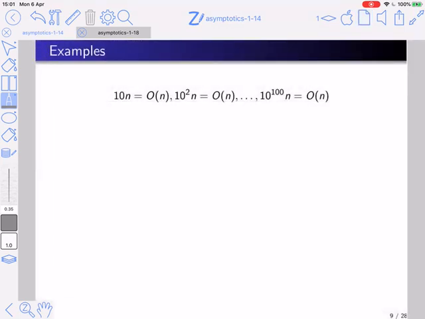Here I'm looking at the following case. 10 times n is big O of n. 10 squared times n is big O of n. 10 to the power of 100 times n is big O of n. And this is trivial, because all I do is I take the constant to be this constant, and I immediately get that the constant times n is less than or equal to the constant times n for any n.